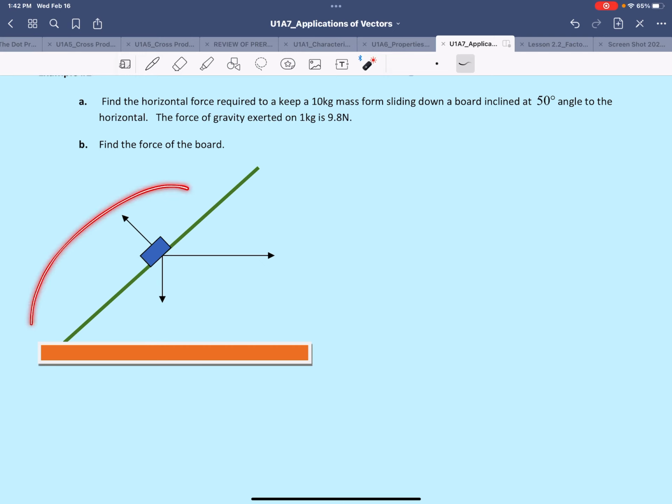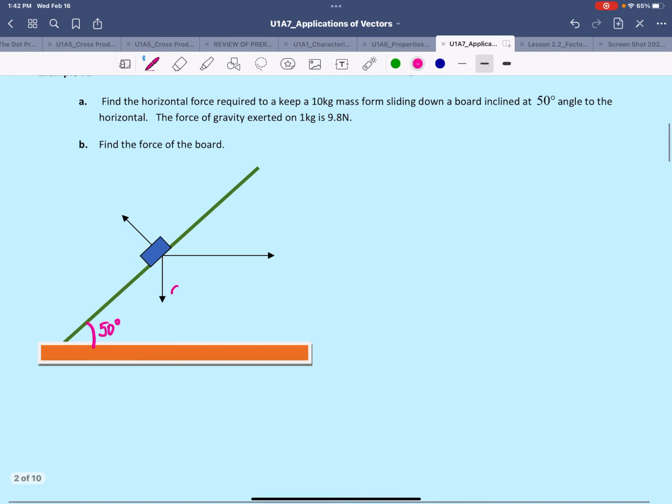So let's take another look at the diagram and connect it with the information given. What we have in here is a ramp, and we have some object that is on the ramp. Practically, we all know that if an object is on an inclined ramp, and in this case we have an angle of 50 degrees, then the object will fall down due to gravity. So this will represent the gravity vector.